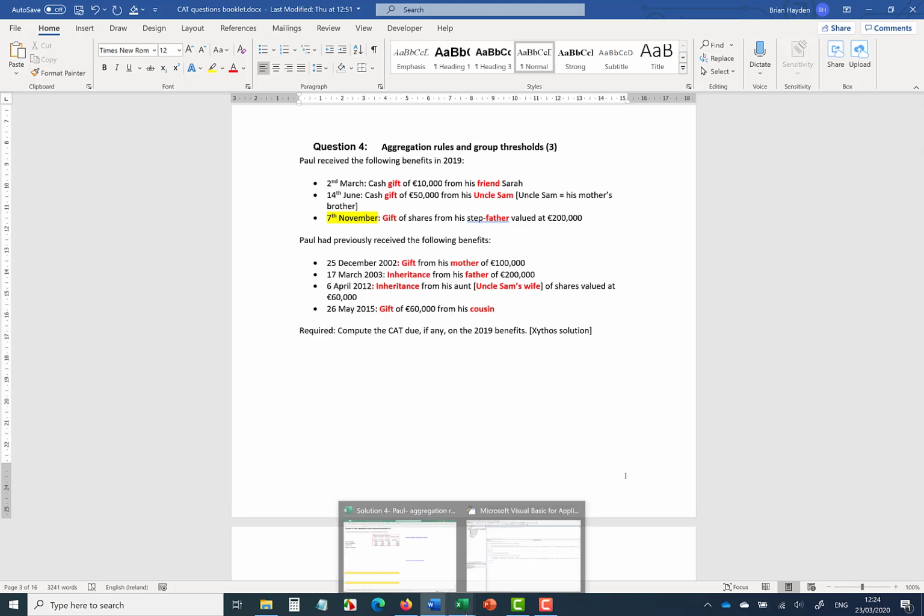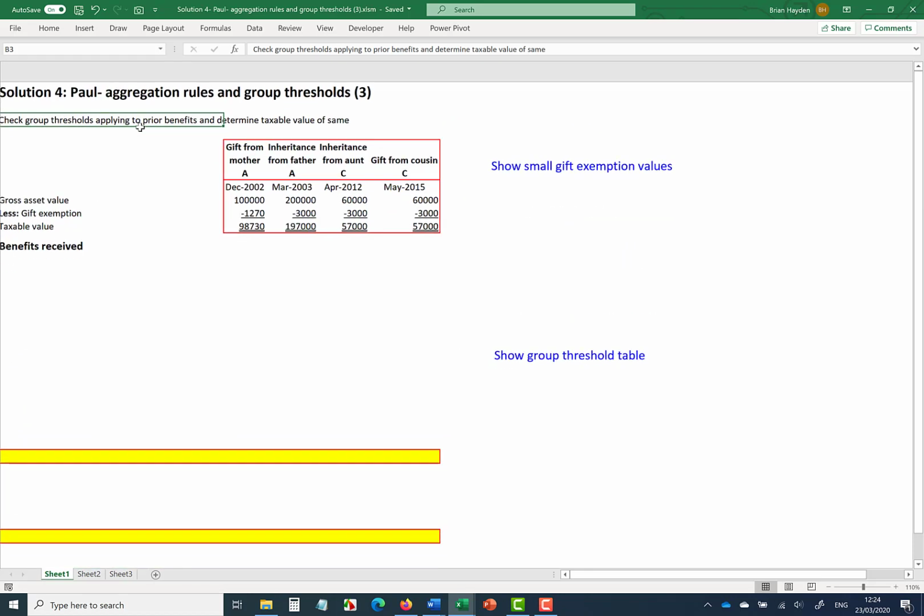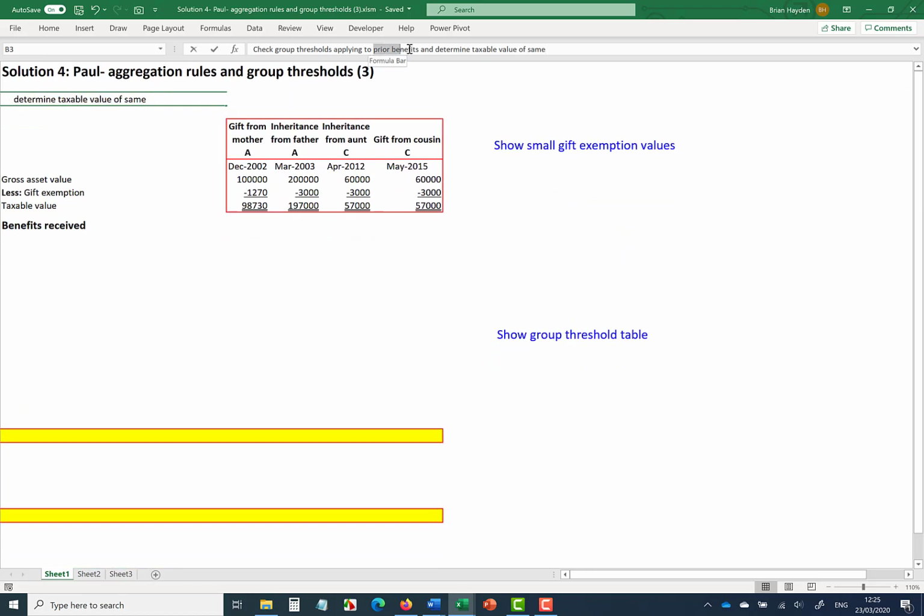So switching to the solution, what I've done at the start is I've identified the historic benefits. So check the group thresholds applying to prior benefits. Okay, so I'm just going to emphasize that text. So just to determine what's A, B, C there. So you can see that I've got the two parental benefits, Group A, the inheritance from his aunt, Group C, because she is not a sibling, she's not a sister of either of his parents, and the gift from the cousin is also Group C.